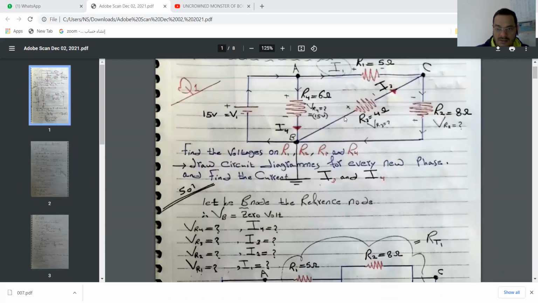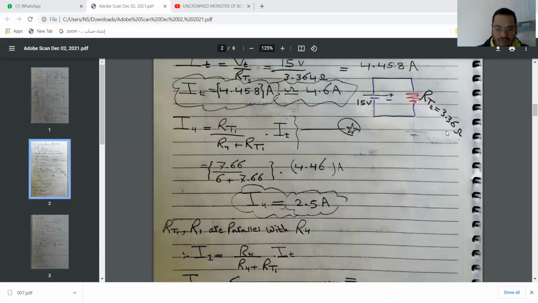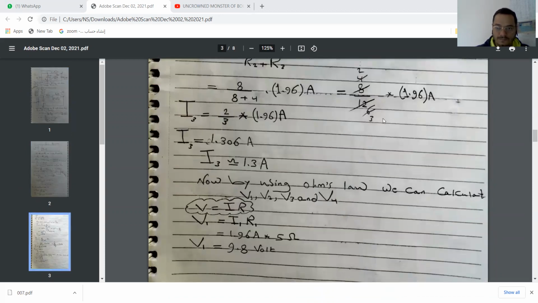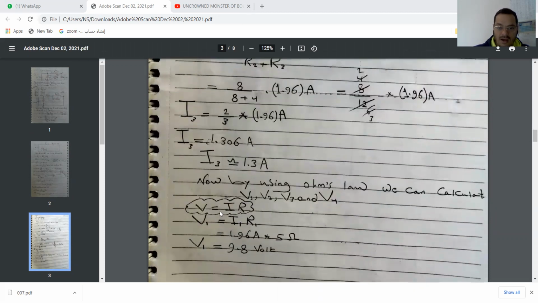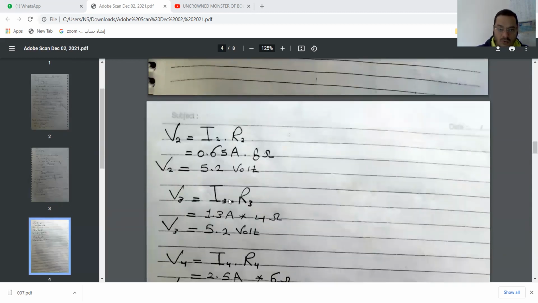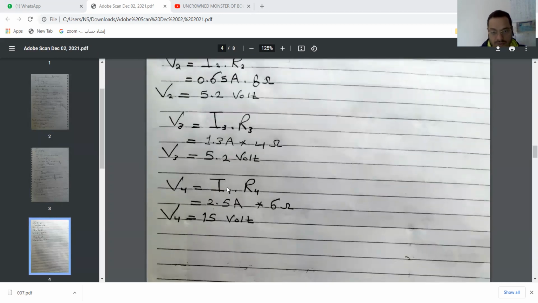R3 is here. It will be I1 dot R2 divided on R2 plus R3. That's right. Equal 1.13 ampere for R3. Now by using Ohm's law we can calculate V1, V2, V3 because we have I1, I2, I3. V1 equal 9.8 volts, V2 equal 5.2, V3 equal 5.2, V4 equal 15 volt.